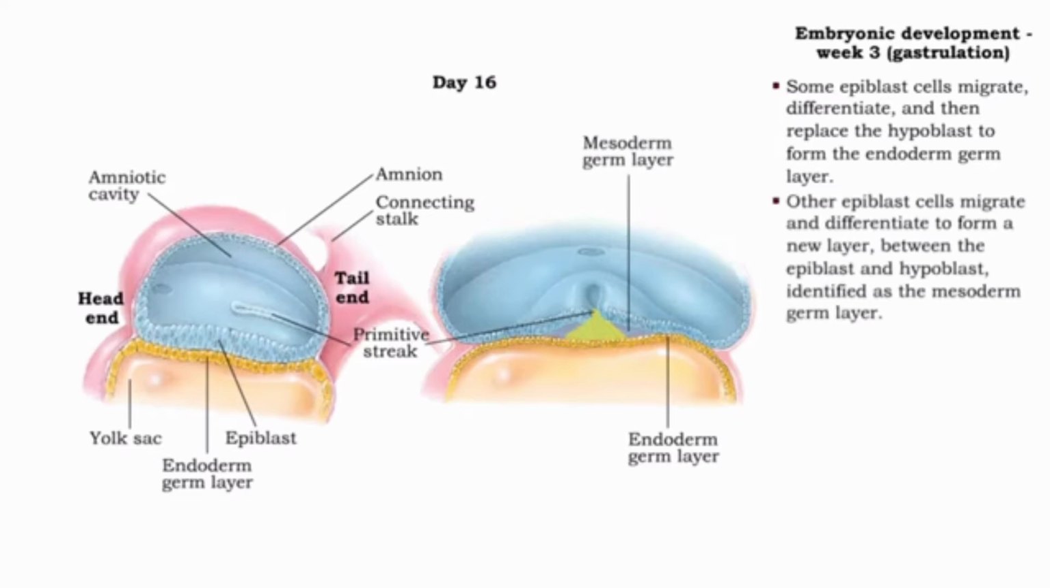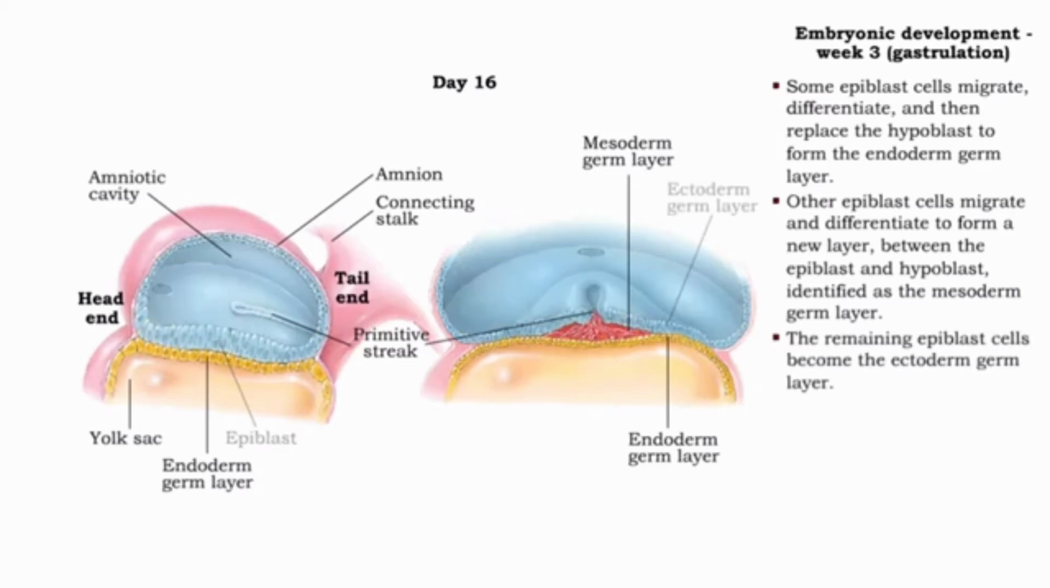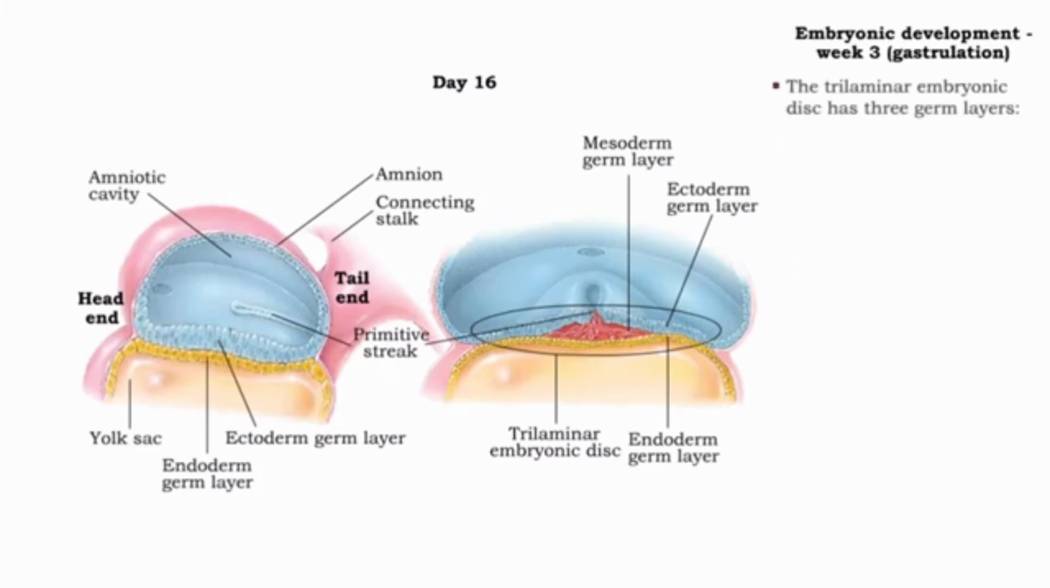Some epiblast cells migrate, differentiate, and then replace the hypoblast to form the endoderm germ layer. Other epiblast cells migrate and differentiate to form a new layer between the epiblast and hypoblast, identified as the mesoderm germ layer. The remaining epiblast cells become the ectoderm germ layer. The result of gastrulation is the formation of the trilaminar embryonic disc, consisting of the 3 germ layers.